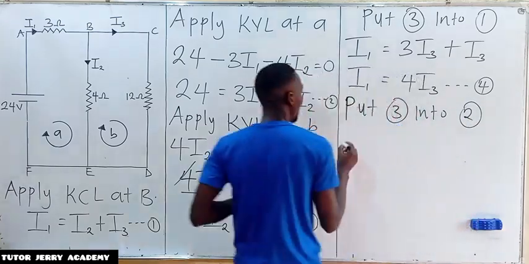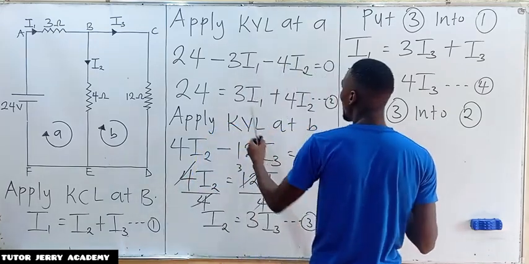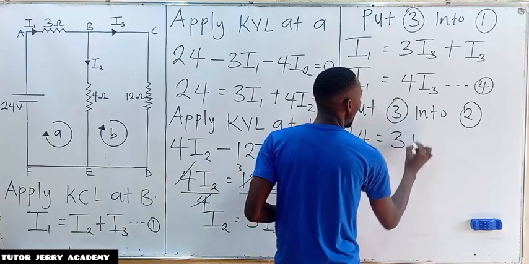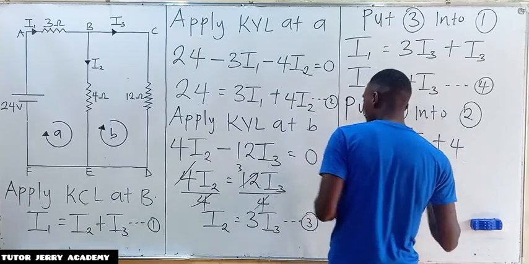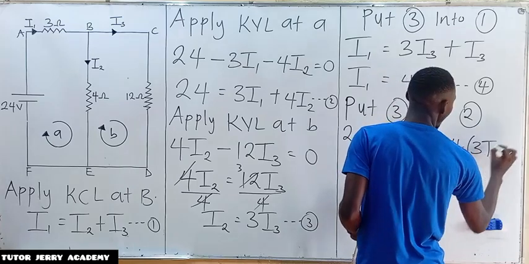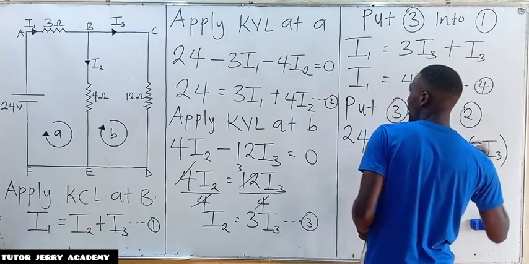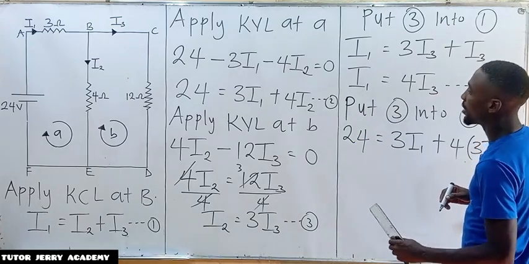So we are going to have 24 equals to 3I1, then plus 4 into I2. I2 is what? 3I3, right? Yes, I2 is 3I3.